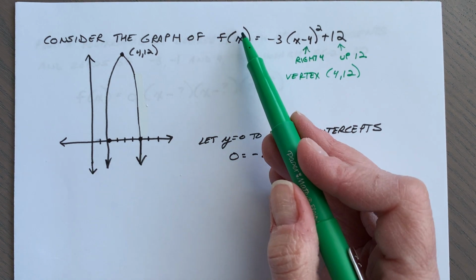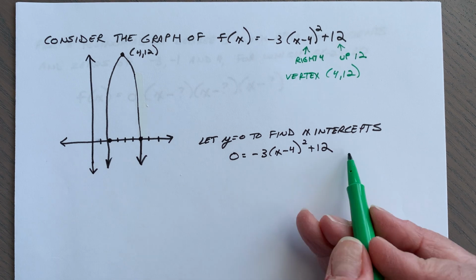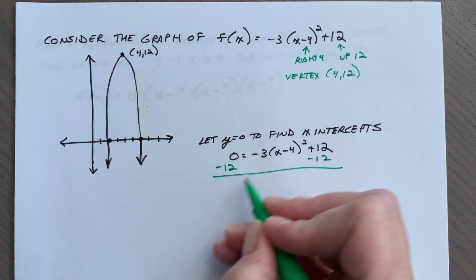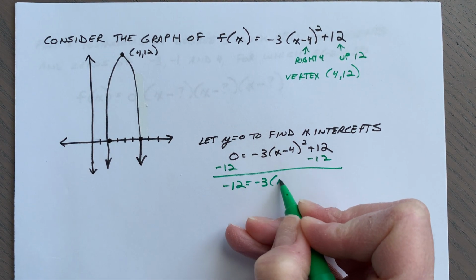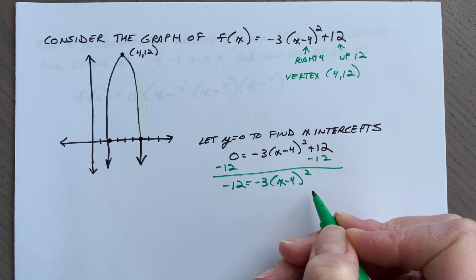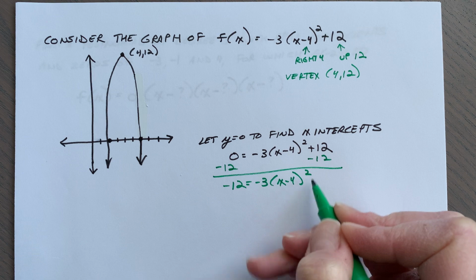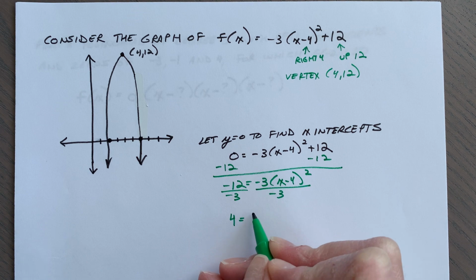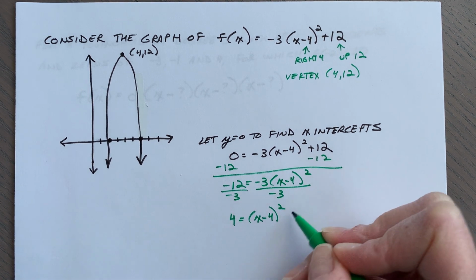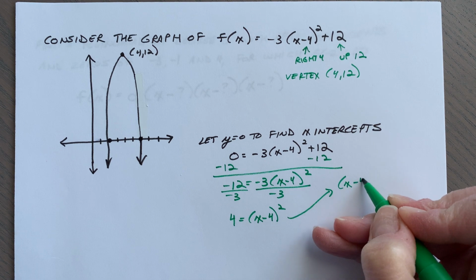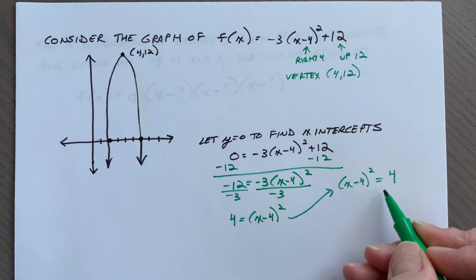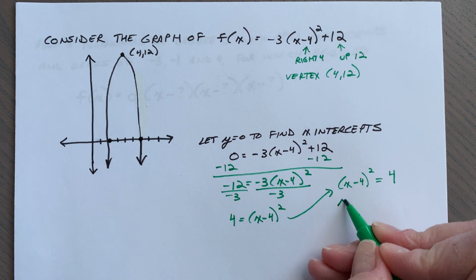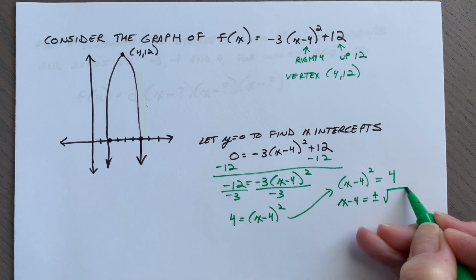So if I replace f of x with 0, I'll have 0 equals this expression here, and then we can solve. We can subtract 12 from both sides and have negative 12 is negative 3 times x minus 4 squared. I need to isolate the x minus 4 squared, so we're going to divide both sides by negative 3, and now we have 4 equals x minus 4 squared. We're ready to use the square root property. I usually do this left to right. So if we flip our equation around here, then the square root property says x minus 4 equals plus or minus the square root of 4.